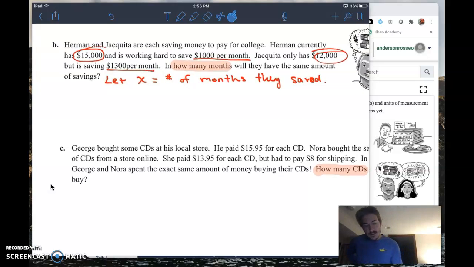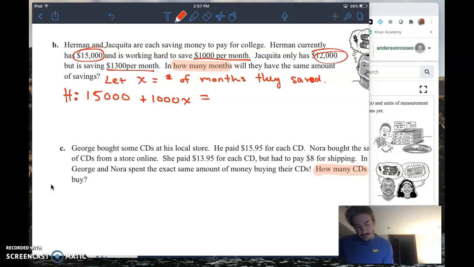And I'm going to go ahead and start by writing an equation just for Herman. Herman, I'm told, currently has $15,000, and he is saving at a rate of $1,000 a month. So he's adding $1,000 a month to that. Good job, Herman. I could let this equal his total, and because I don't know what that total is going to be, maybe we let this be Y.